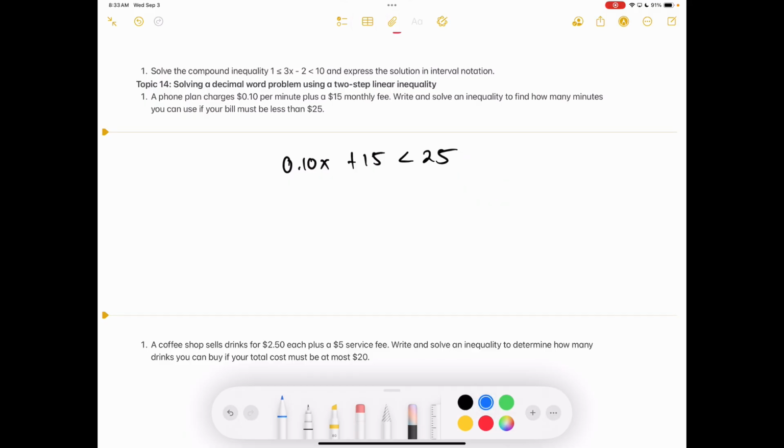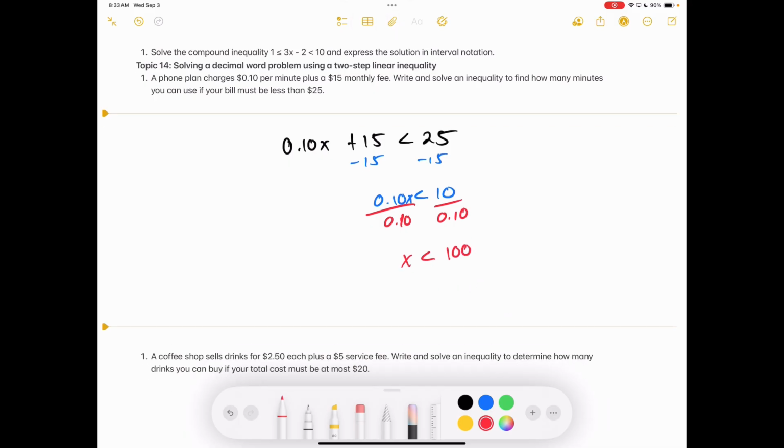So now we are actually going to solve this. I'm going to subtract 15 from both sides, and I get 0.10x is less than 10. Oh, I forgot my x. And then divide by 10 cents. That would be 100, right? Math is hard at 8 a.m. So x is less than 100. As long as you spend less than 100 minutes, your bill will be less than $25. To write this in interval notation, negative infinity to 100, and a parenthesis on both sides.